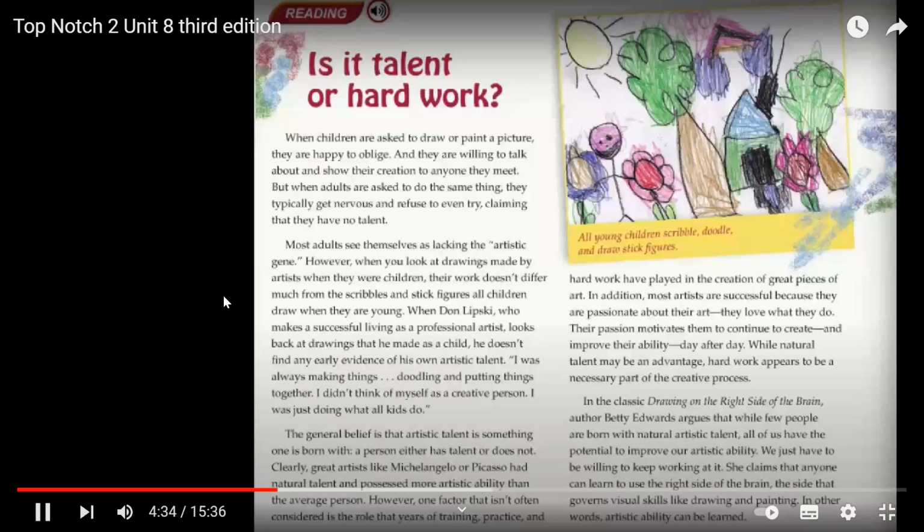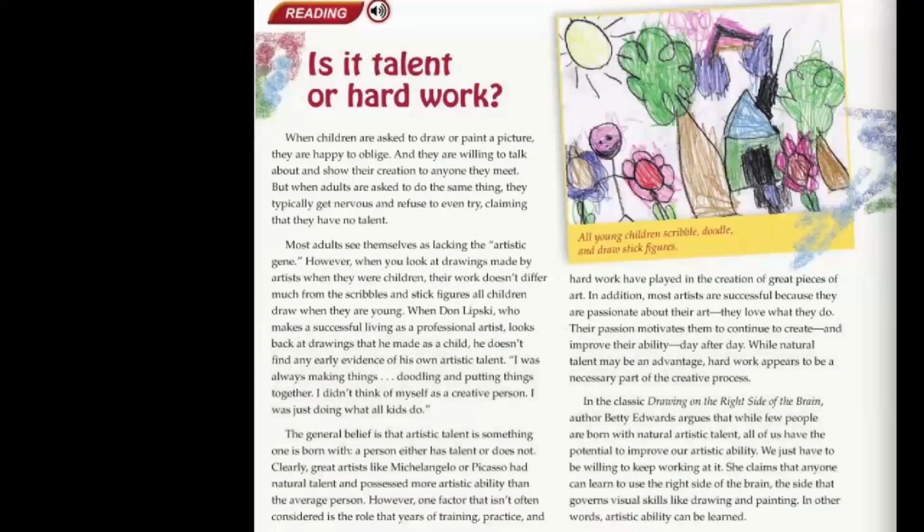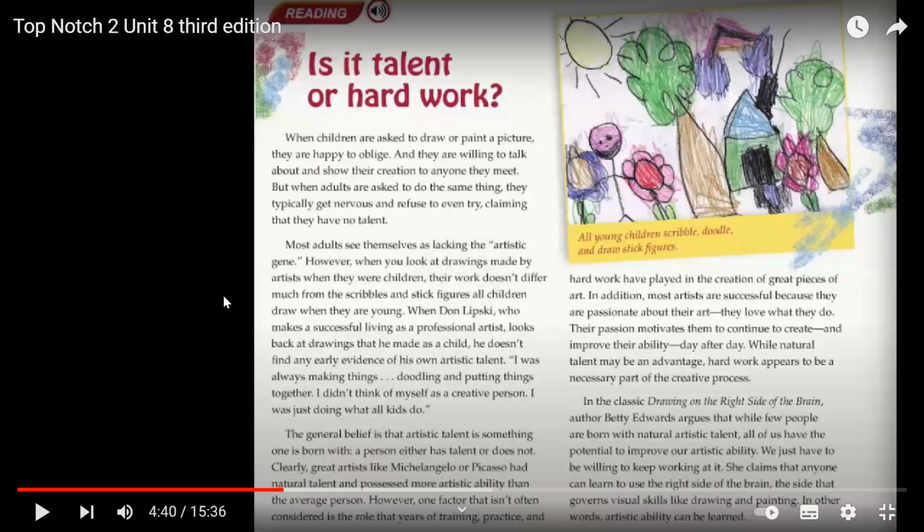When Don Lipsky, who makes a successful living as a professional artist, looks back at drawings that he made as a child, cuando voltea a ver los dibujos que hizo cuando era niño, he doesn't find any early evidence of his own artistic talent. Ojo, he doesn't find any early evidence. No encuentra ninguna evidencia temprana. He cannot say, I was going to be an artist. O sea, él ve sus dibujos de niño y no es como que diga, yo sabía que iba a ser un gran artista.